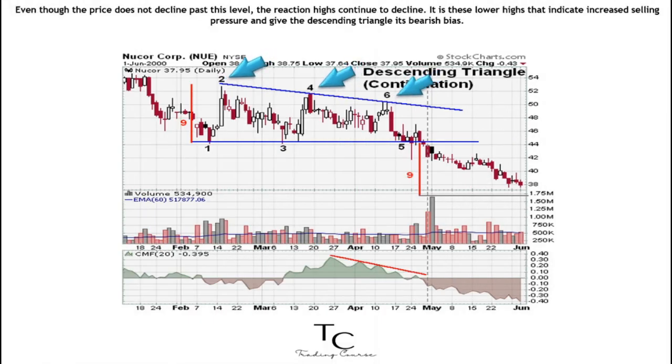Even though the price does not decline past this level, the reaction highs continue to decline. It is these lower highs that indicate increased selling pressure and give the descending triangle its bearish bias.